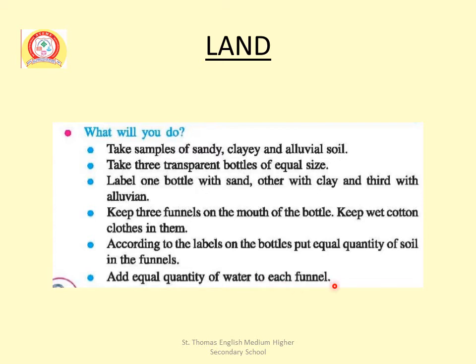So I am telling again, take samples of sandy, clayey and alluvial soil. Take 3 transparent bottles of equal size. Label one bottle with sand, other with clay and third with alluvial. Keep 3 funnels on the mouth of the bottles. Keep wet cotton cloths in them. According to the labels on the bottles, put equal quantity of soil in the funnels. Last, add equal quantity of water to each funnel.